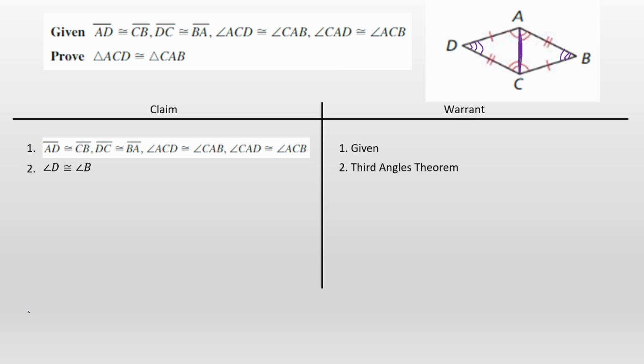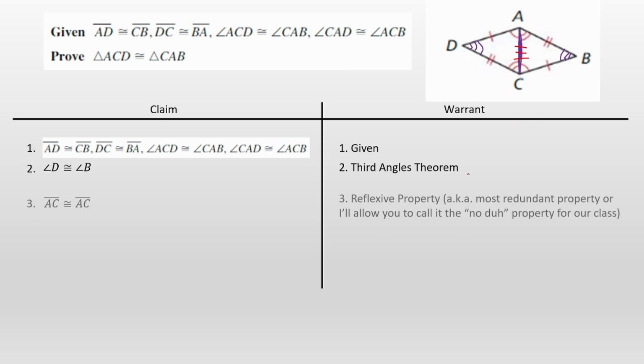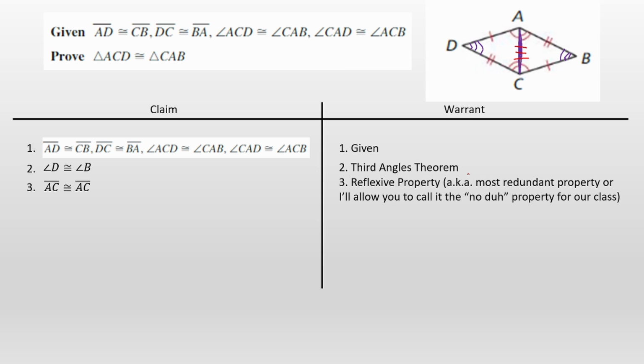And so it seems a bit redundant to have to say this, but we're going to use the fact that this side is shared to say that it's the same length as itself. If you remember, this is called the reflexive property. I also like to call it the most redundant property, or if you want to have some fun with this, you can call it the no-duh property for our class to say that one thing is congruent to itself. So we can have some fun with that.